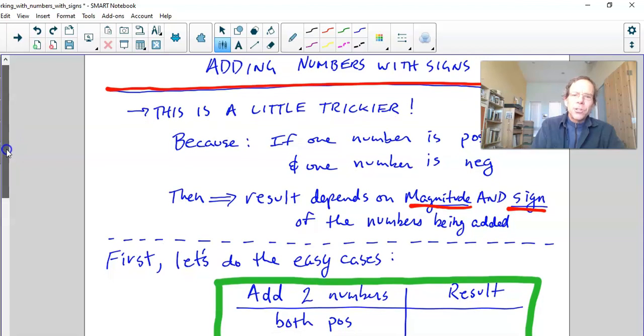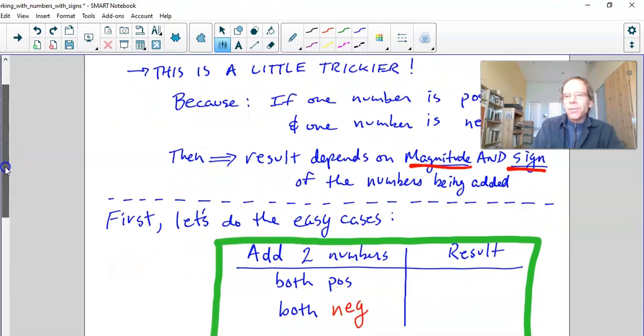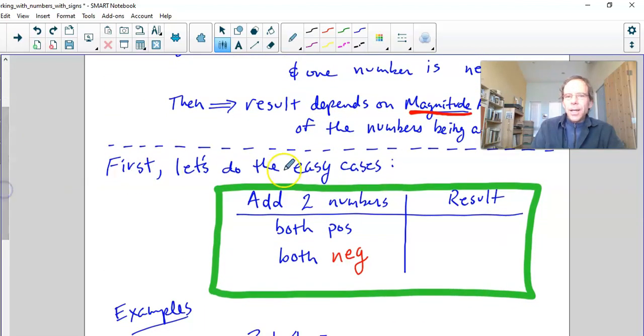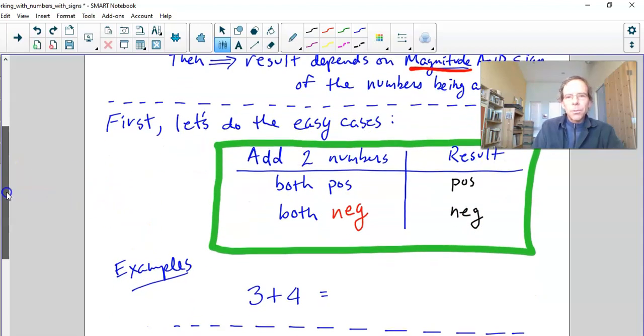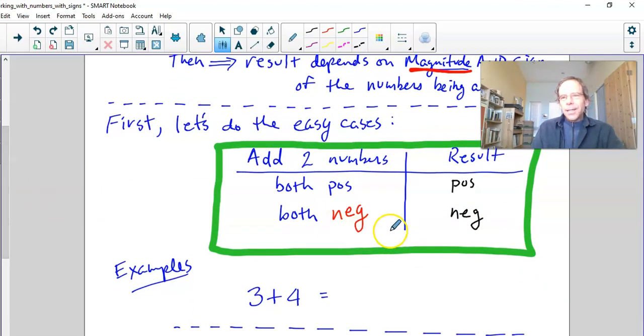Let's do the easier case, though, where they're both positive or they're both negative. If both numbers are positive, the end result's going to be positive. And if both numbers are negative, the result's going to be negative. Okay? So the rules are a little different than multiplication and division, right? With multiplication and division, when they're both negative, you get a positive. But when you're adding, if they're both negative, the result's negative.